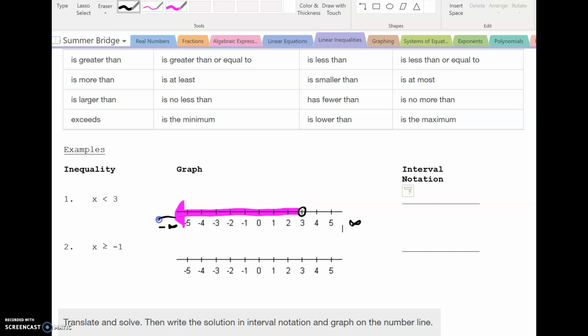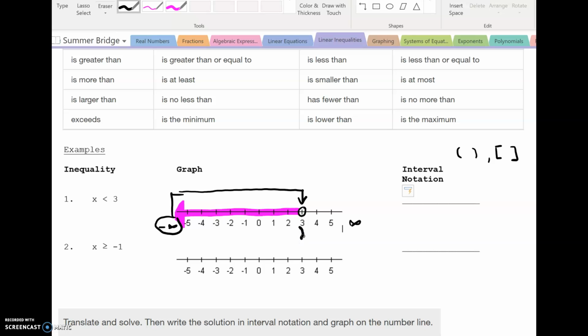So it starts at negative infinity, okay? And we are including all the numbers up to 3. Now, for interval notation, we have to use parentheses, brackets, or a combination of parentheses and brackets. Because I have an open circle, it's the same thing as if I were to put a parentheses there, okay?